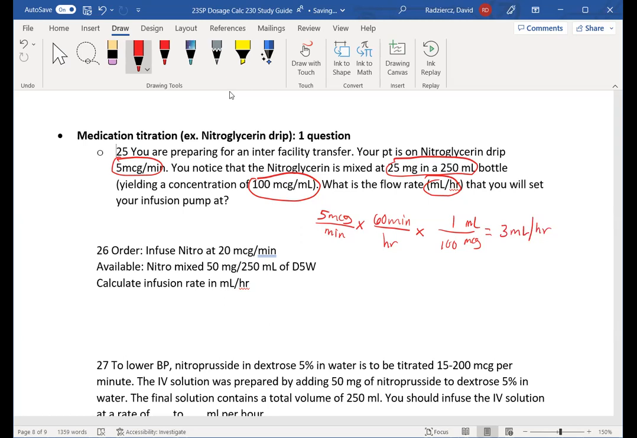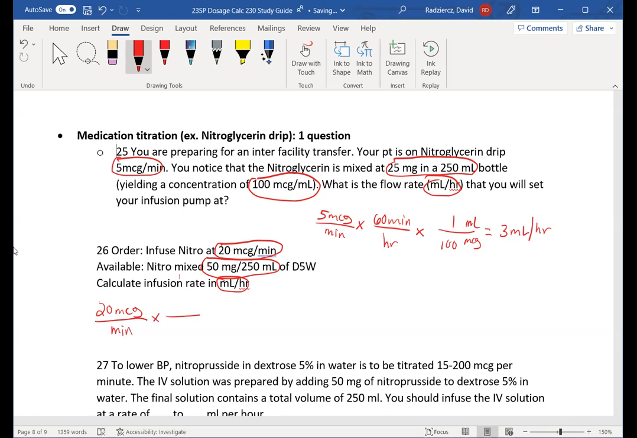I'm going to do the same thing here. It gives us an initial infusion rate. This is, again, a nitroglycerin drip in micrograms per minute. It tells us we have 50 milligrams per 250 mL availability, and then we want to know what the flow rate is in milliliters per hour. Unlike question 25, it doesn't give me the micrograms per milliliter, so I have to make sure I make that conversion before I come up with my final answer. But we can do that. I'm going to start like I did the previous question, with my 20 micrograms per minute.